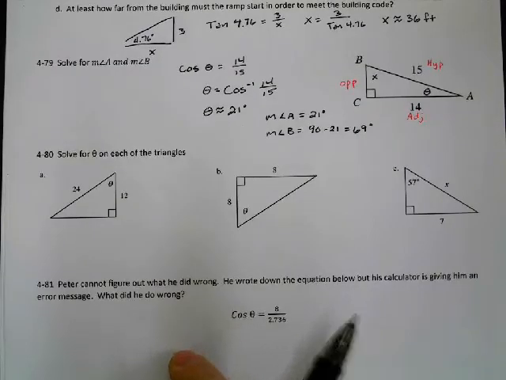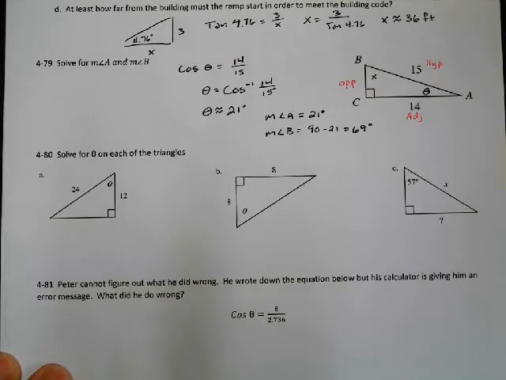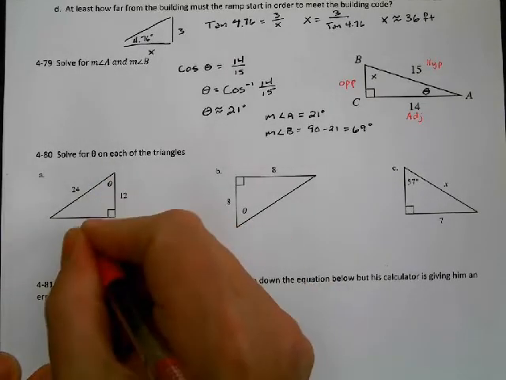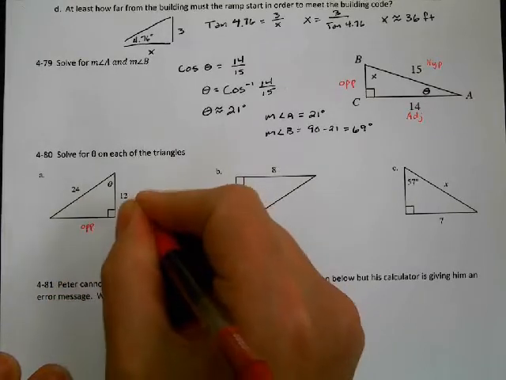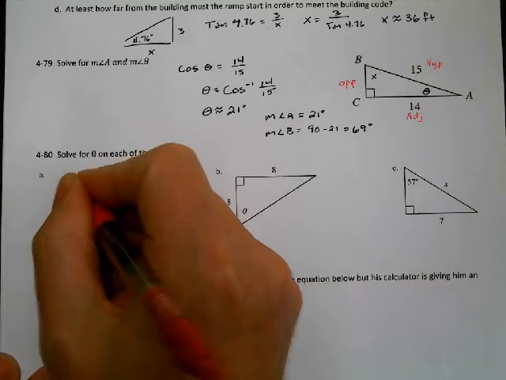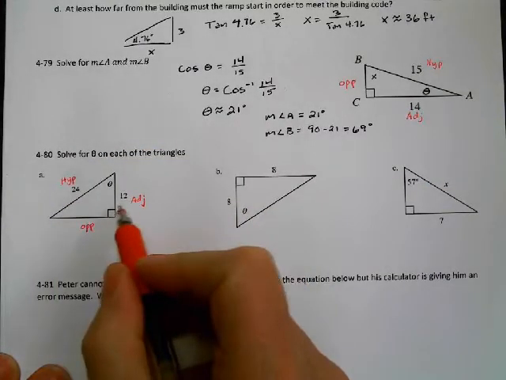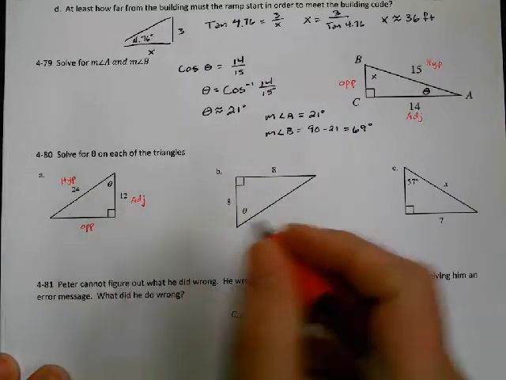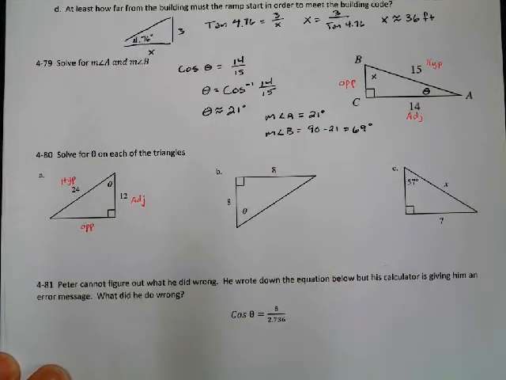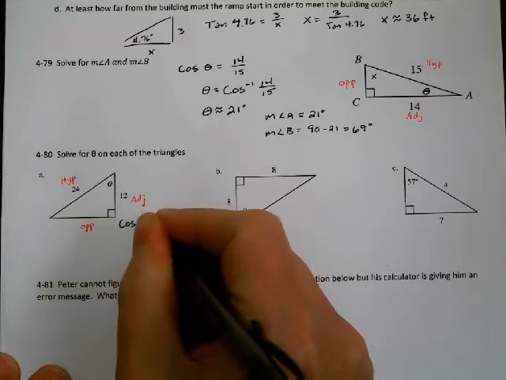Let's do these three problems. Okay, solve for theta on these ones. So this is the opposite side, this is the adjacent side, this is the hypotenuse. So SOH-CAH-TOA. So this is cosine, because we've got adjacent and hypotenuse. So we would say that the cosine of theta would be equal to 12 over 24.